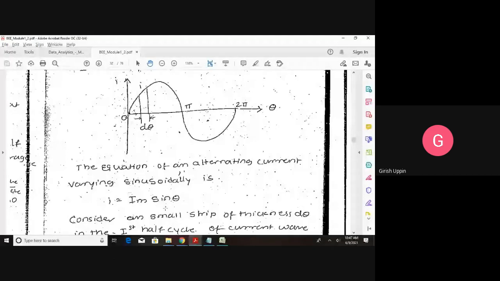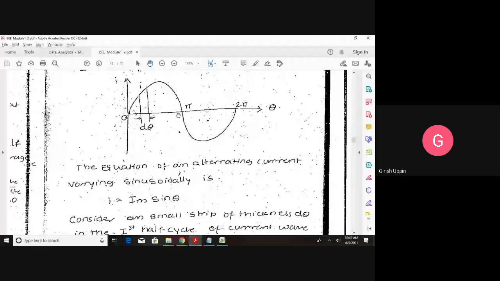Now we have to find the average value of this particular alternating quantity. This is a symmetrical waveform. The formula we are going to use is: average value is equal to the area under the curve. You can see this is the curve, and this is the area under the curve. We will find the total area under the curve for the half cycle divided by the time period for the half cycle, that is pi.